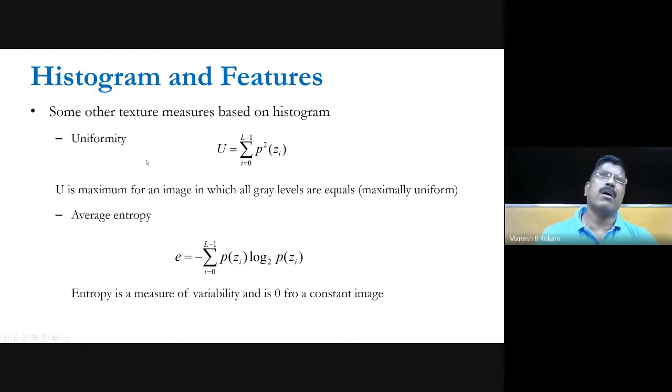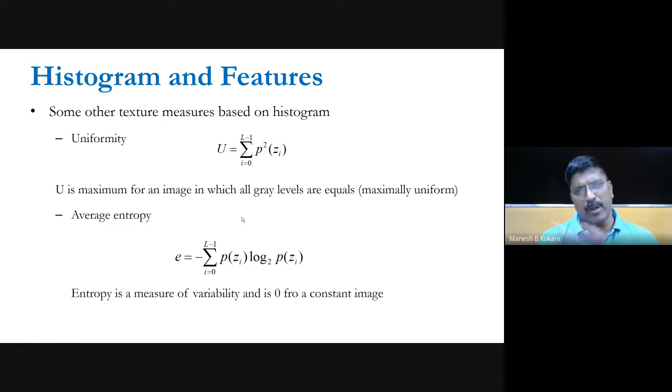For example, if I consider a 16 by 16 image, there will be 256 pixels, and every pixel has a unique intensity value. One pixel has intensity 0, the second has intensity 1, the third 2, and so on up to 255. If I plot the histogram, it will be just a flat histogram, because for every intensity there is an equal number of pixels, so it will be a maximally flat or uniform histogram. So U is maximum here. This is one of the measures for extracting texture features, that is uniformity. Then average entropy, you can calculate the entropy from this one.